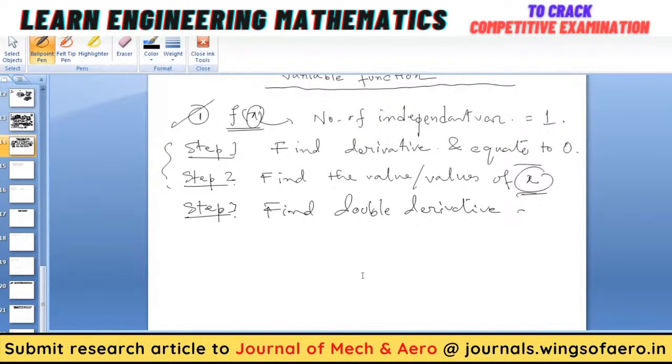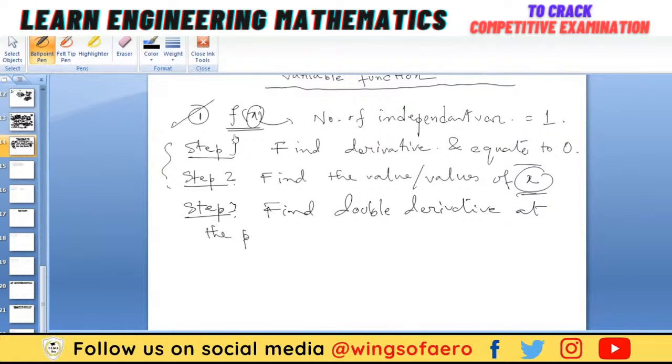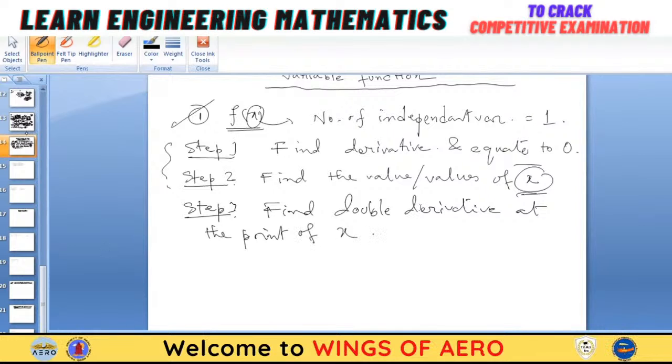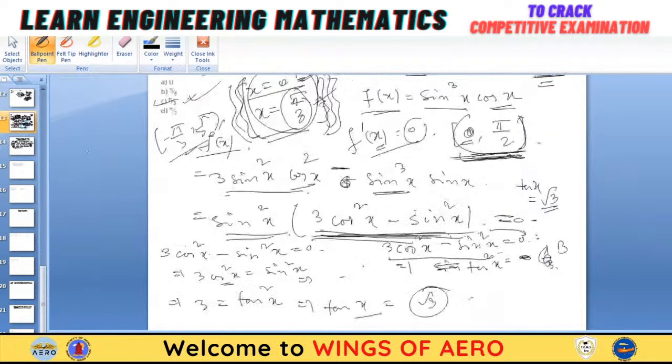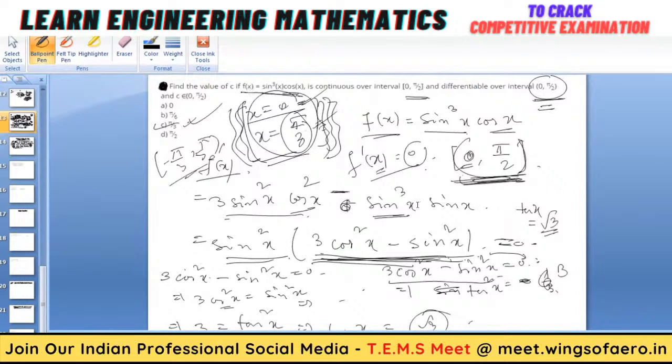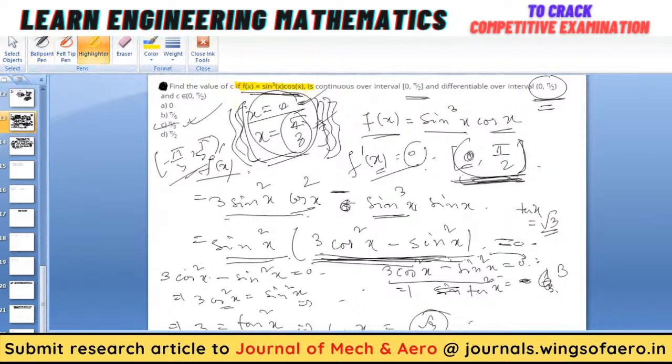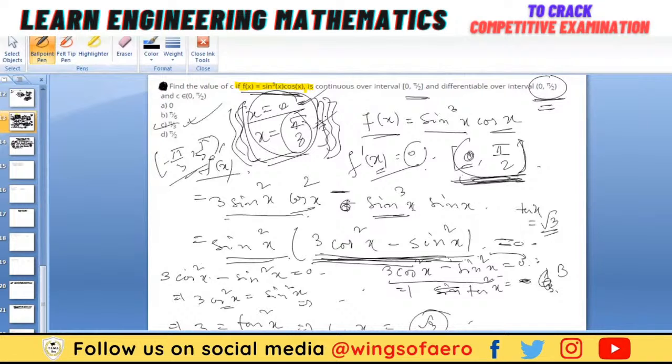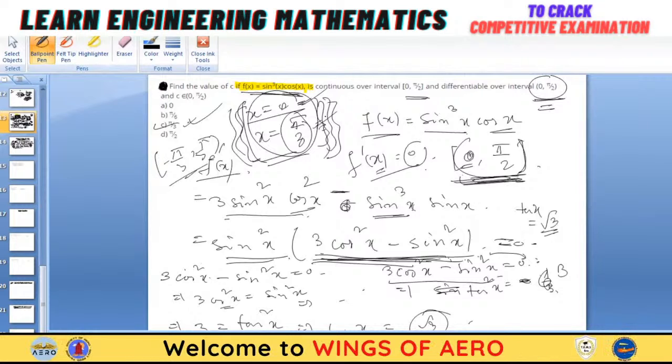Okay, at that point of x. After taking the derivative, you found that x equal to 0 and x equal to pi by 3, 2 points are there. So find the double derivative of f(x). The function is this one. Now you have to find the double derivative and put x equal to pi by 3.